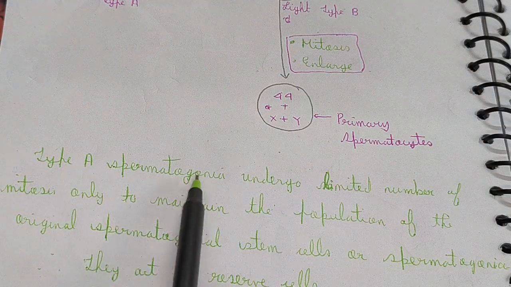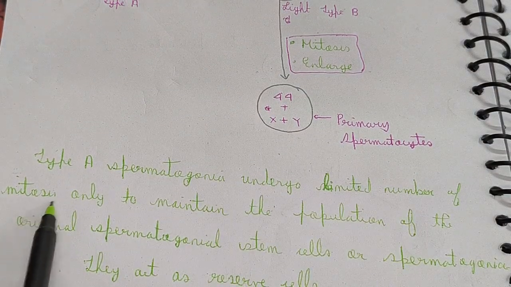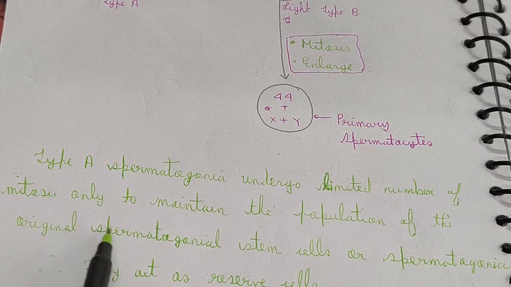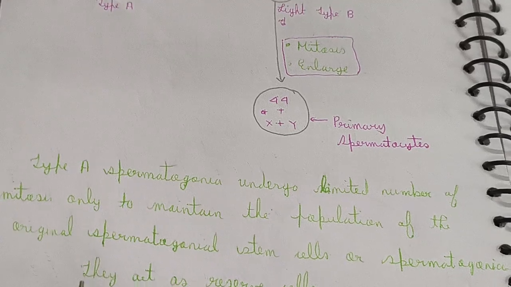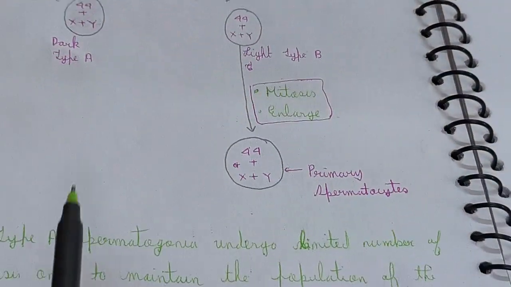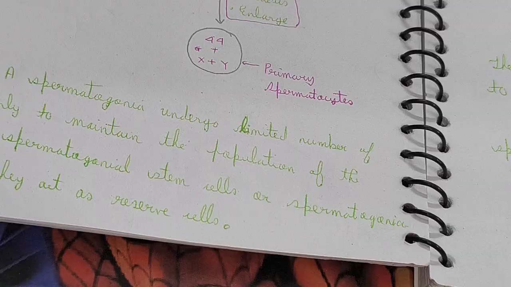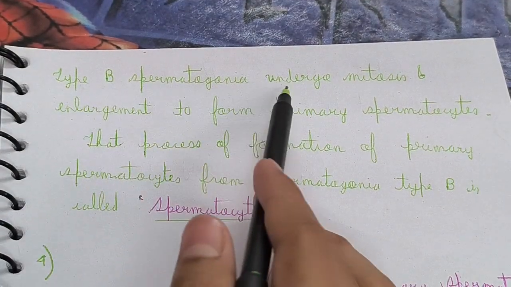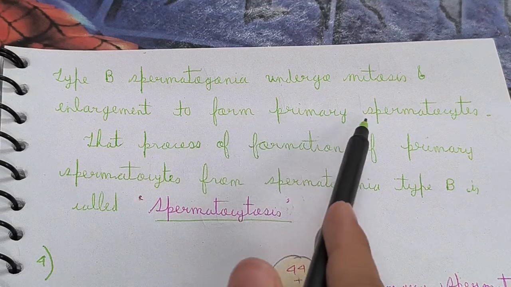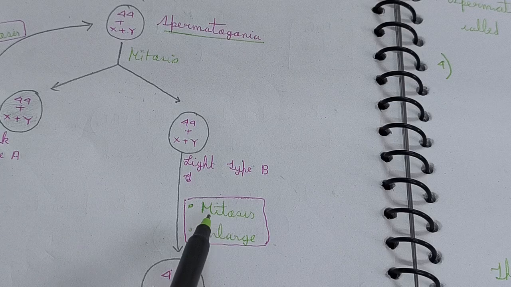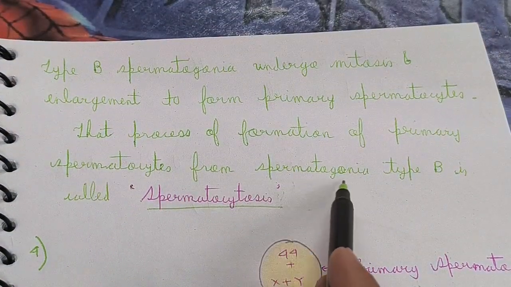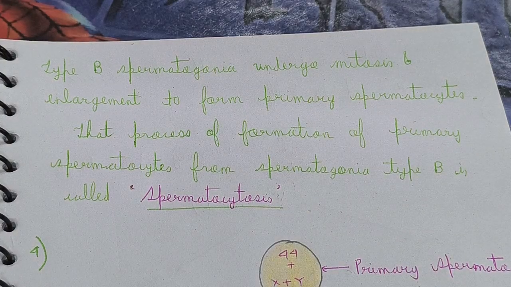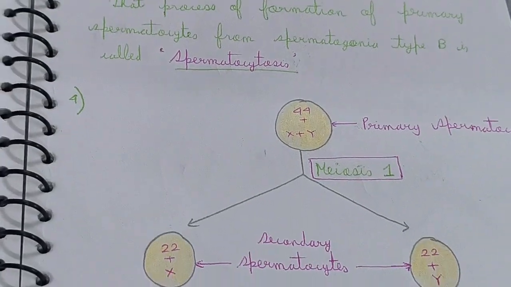See, type A spermatogonia undergo a limited number of mitoses only to maintain the population of the original spermatogonial stem cells or spermatogonia. Therefore spermatogonia type A act as reserve cells. And type B spermatogonia undergo mitosis and enlargement to form primary spermatocytes, as you can see here. So the size is increased, and that process of formation of primary spermatocytes from spermatogonia type B is known as spermatocytosis. Now the fourth point.